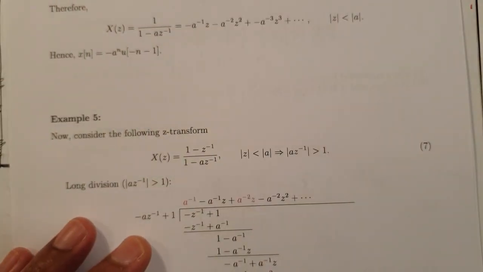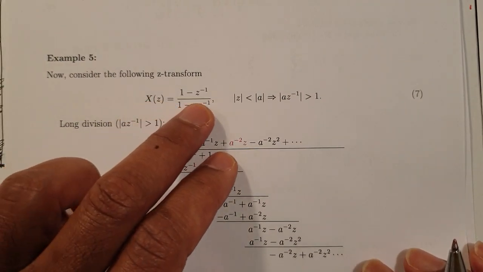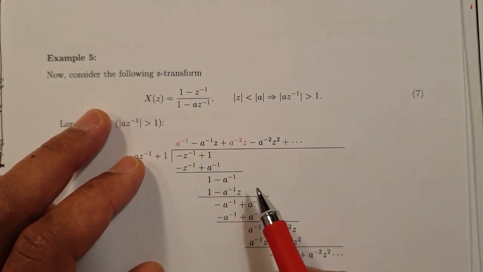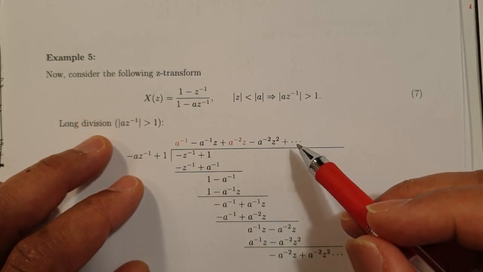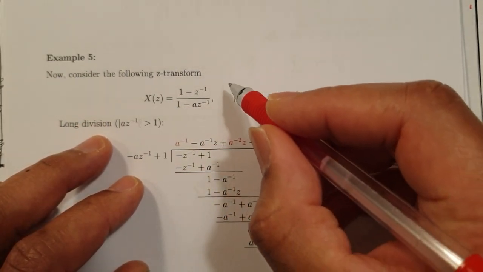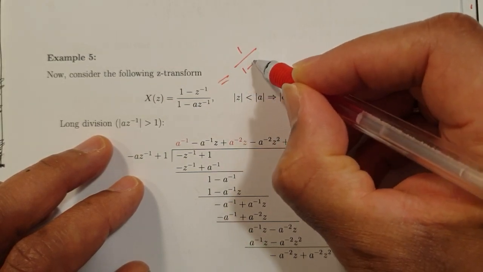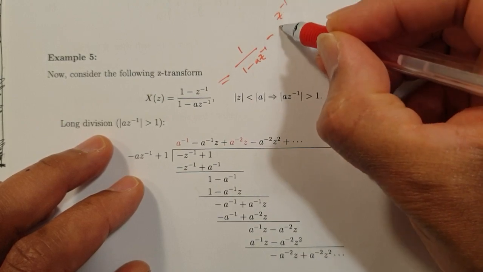Another interesting example that we have here is this one, which is a sum. The numerator is a sum. You can perform this at once if you want to, but you could see that you can actually divide it in two parts like this. It's 1 divided by 1 minus a z to the minus 1, minus z to the minus 1.